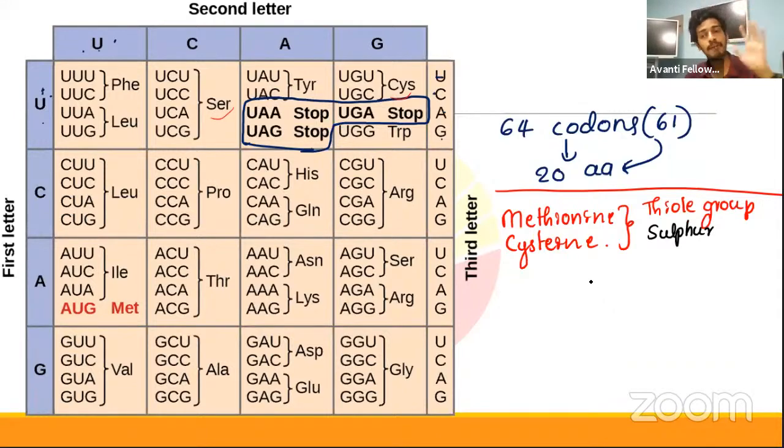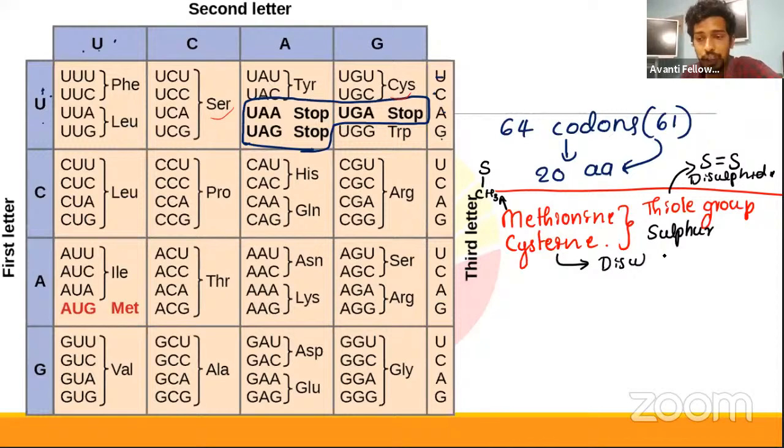So remember, wherever you think a disulfide bond is there, it is the reason of either methionine or cysteine. But if you see the structure of methionine, it has a closed thiol group. Closed thiol means after the sulfur, it has a CH3. That means it is not involved in disulfide bond formation, right? Then which amino acid is involved in the disulfide bond formation? Only cysteine. Remember, cysteine is the only one involved in disulfide bond formation.